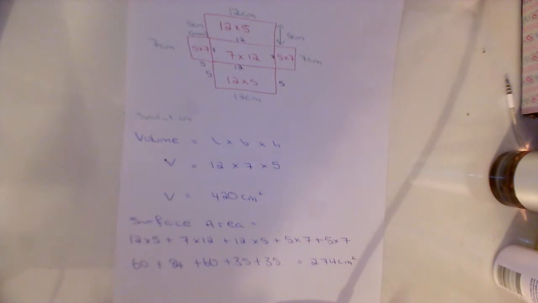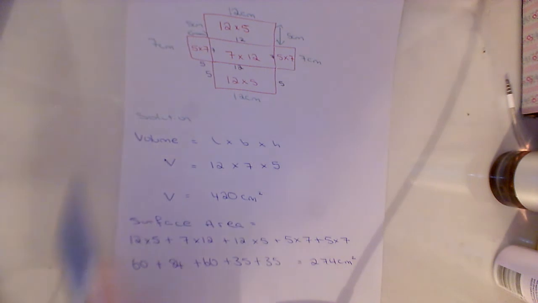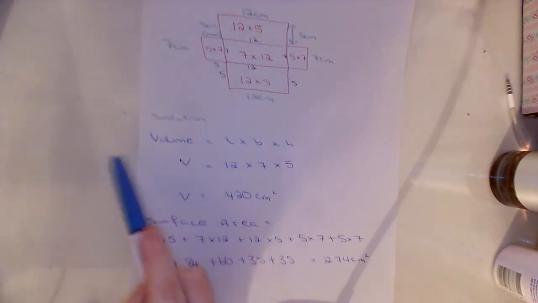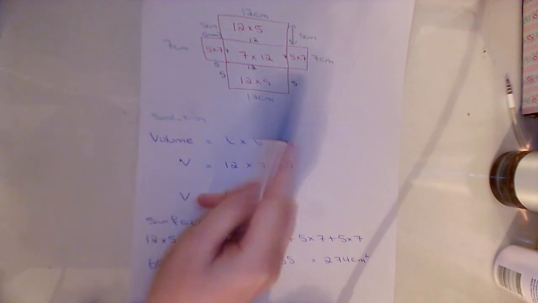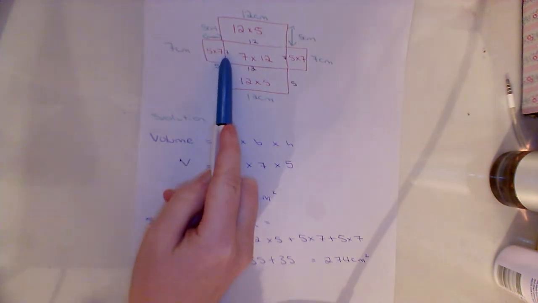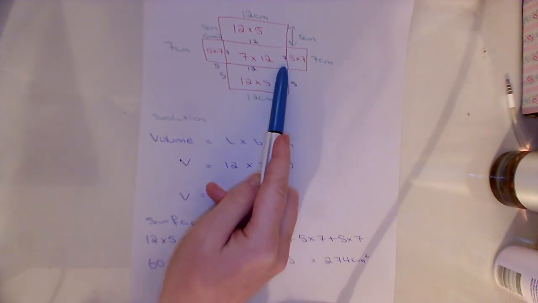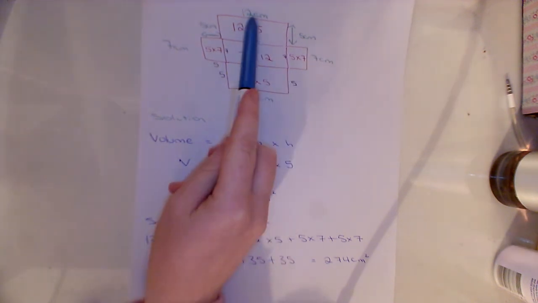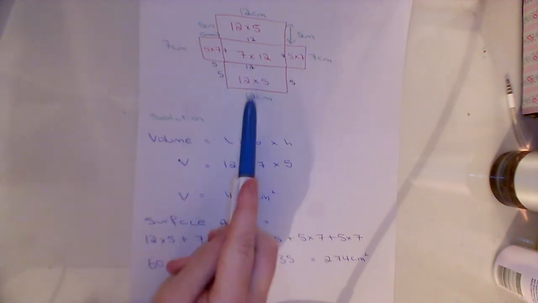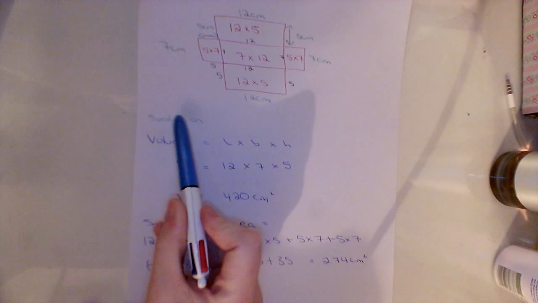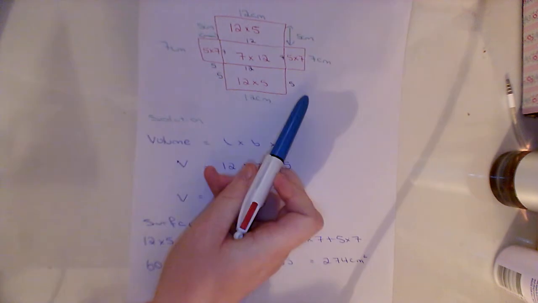To get my surface area, same as previous, I need to get the area of all my little rectangles. I was given in my diagram 12, 5 and 7. I was told this is 7. That means that here must be 7, opposite is 7. If I have 7 here, that means that over here has to be 7. If I have that this is 12, that means this must be 12. That also means down here must be 12 and here must be 12. And if I have this is 5, that means opposite over here must be 5.